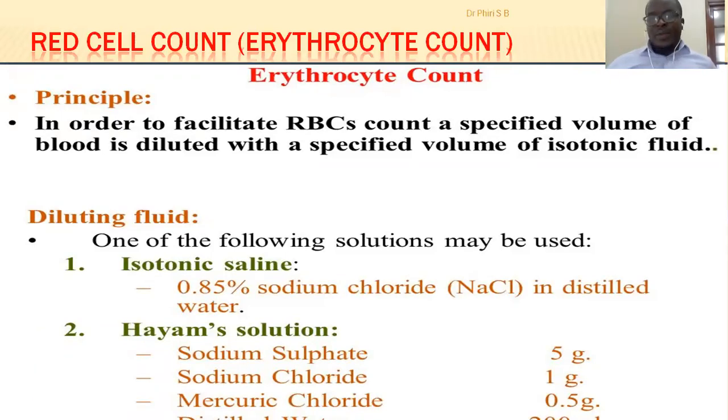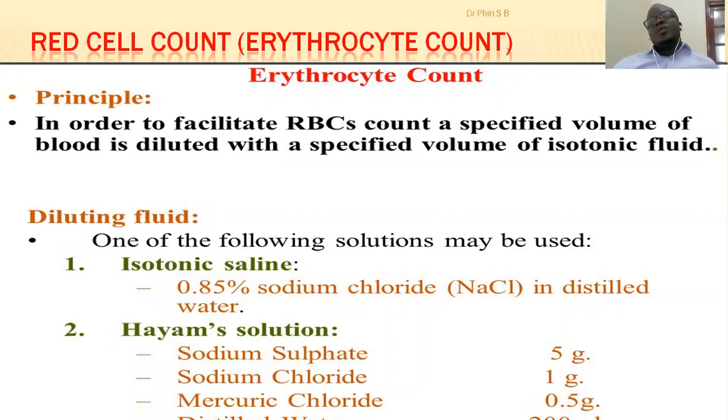So let's look at the principle of erythrocyte counts. The principle behind erythrocyte counts. In order to facilitate red blood cell count, a specified volume of blood is diluted with a specified volume of isotonic fluid. So you need this diluting fluid that has to be isotonic.